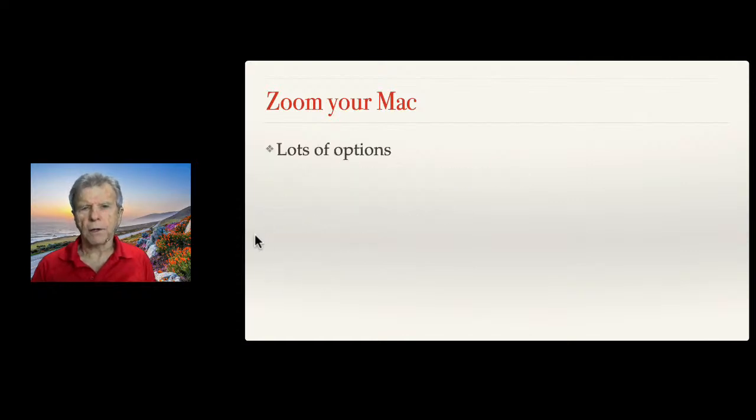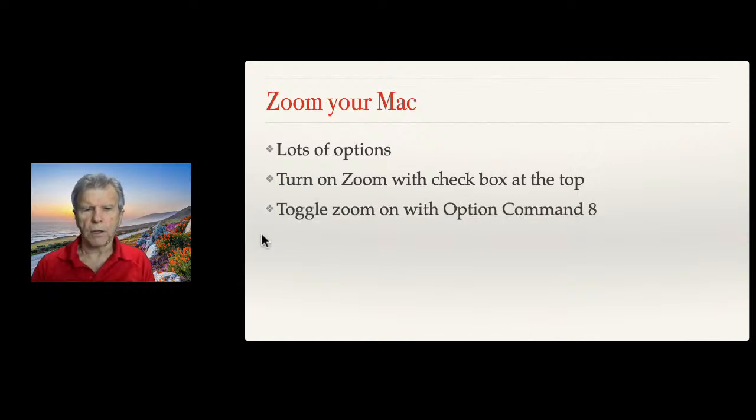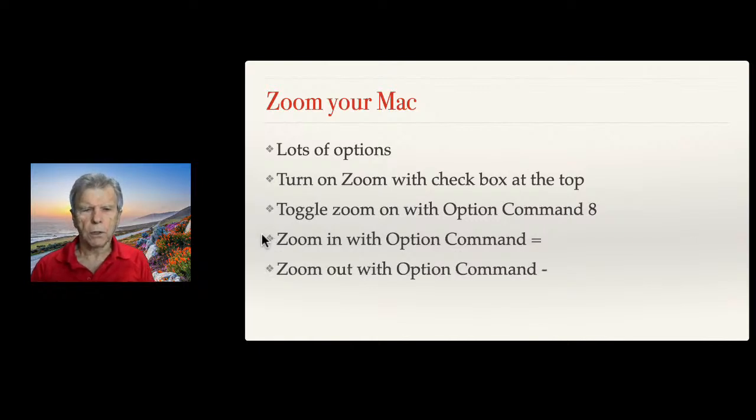There are lots of options. First of all, you have to click the little checkbox to turn Zoom on. And then there's a second step to that. You have to toggle Zoom on by hitting the keys Option, Command, and 8 all at the same time. Option, Command, 8. Now, to zoom in, you hit Option, Command, equals. To zoom out, you hit Option, Command, minus.